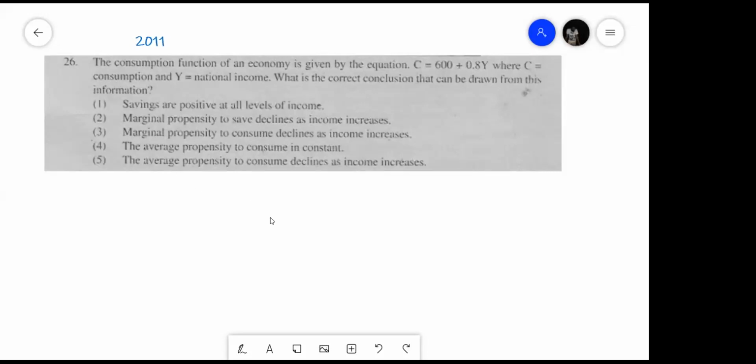We'll start with 2011. Okay. So 2011 A Levels, we're starting with question number 26, that is macroeconomic equilibrium, unit number 6.